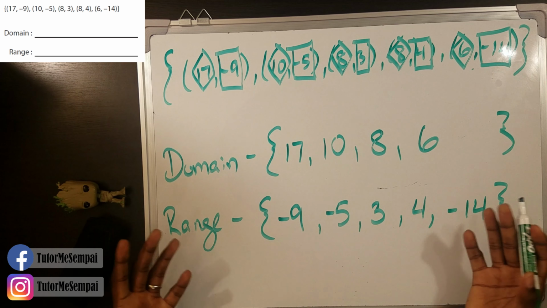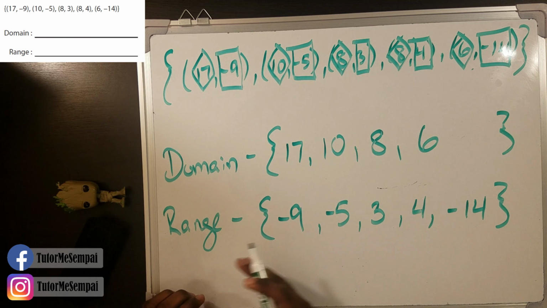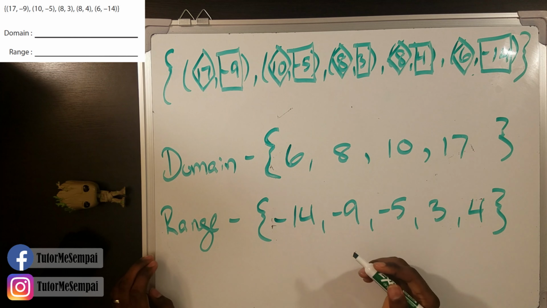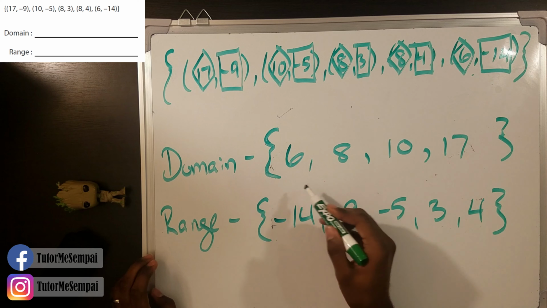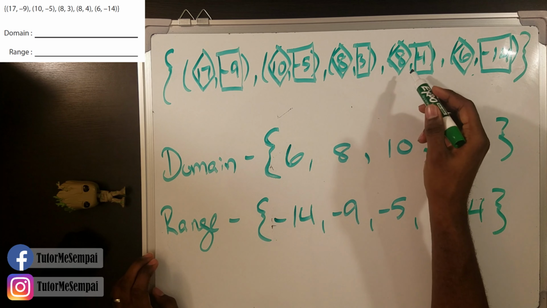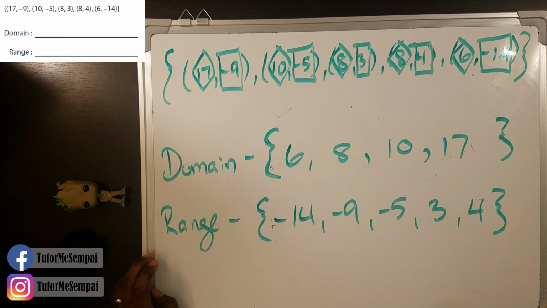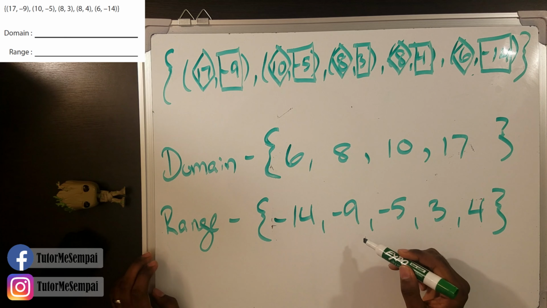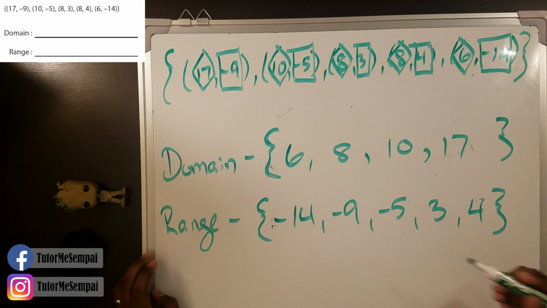Now we can rewrite this just to make it a little bit more readable in increasing order. And now you have your domain and range. Yes, our domain looks a little bit smaller, but that's only because we had a double 8 here and we only need to count it once. We want just unique numbers that make up all possible values of X for a domain, and unique numbers that make up all possible values of Y for your range.